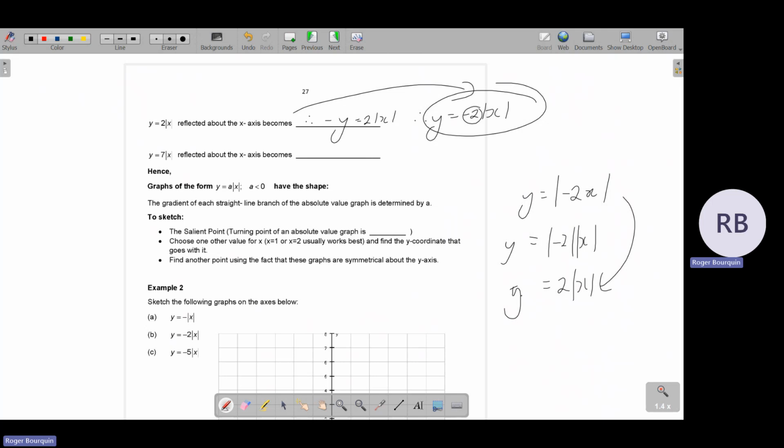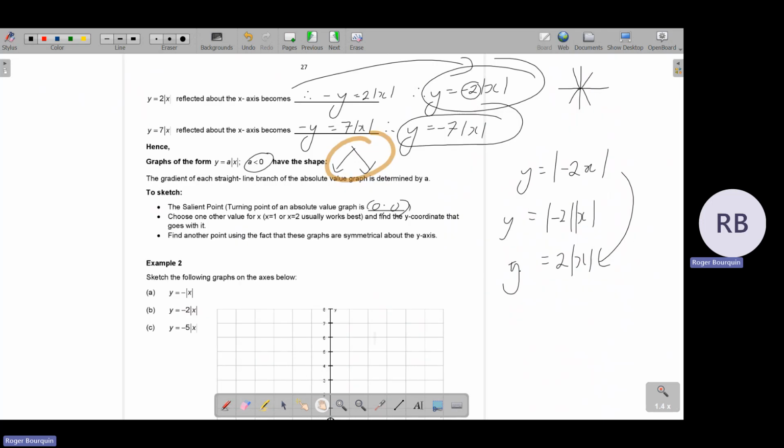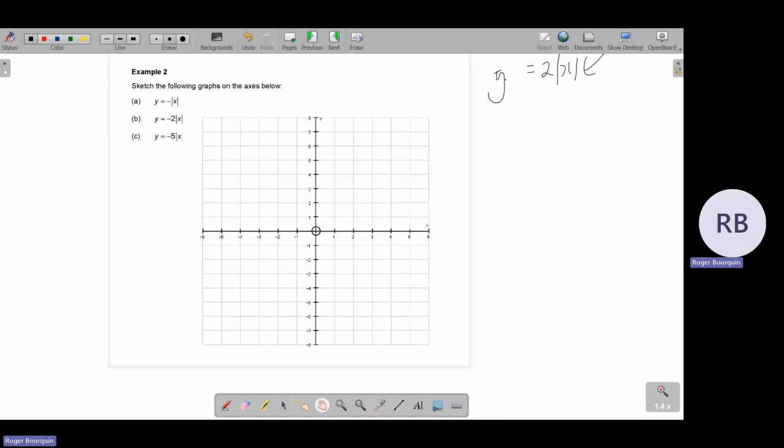So here, if I reflect that about the x-axis, you can skip out this step. And if you think of the shape, if you reflect it about the x-axis, what happens to the shape? It becomes sad, right? Okay. So here, if a is less than 0, the shape you're going to have to fill in is that over there. These ones, the salient point is still going to be 0, 0. And we're going to use the same technique that we did with positive. Just pick x is 1 or 2. Right, so go try and draw those 3 graphs. To the end of the page, we're done with that.